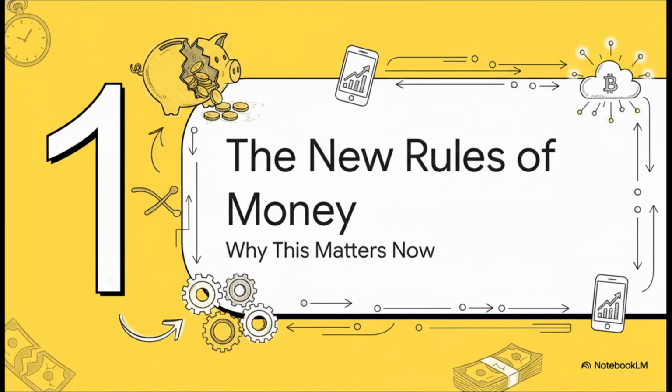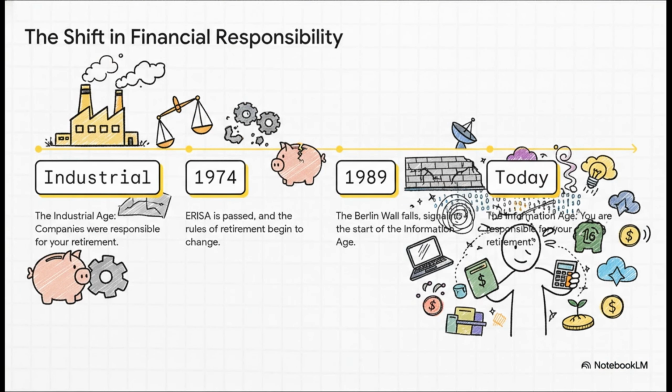Okay, so we've got the 4 quadrants. But you might be wondering, why does this matter so much right now, today? Well, it's because the entire financial rulebook that our parents and grandparents lived by has been completely rewritten. That world is gone, and we have to understand the new rules if we want to survive, and better yet, thrive. Back in the industrial age, the deal was simple. You give a company 40 years of your life, and they take care of you in retirement. But look at this timeline. Right around 1974, that deal started to crack. By the time the information age really got going, that deal was completely off the table.